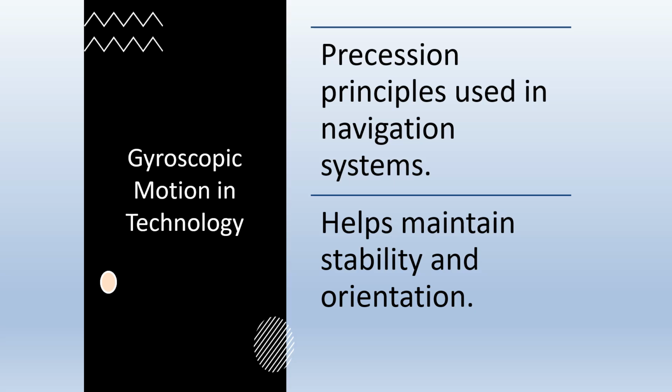Gyroscopic motion, specifically precession, plays a crucial role in modern technology. Precession principles are widely applied in navigation systems, such as those in airplanes, ships, and even smartphones. These systems rely on gyroscopic motion to maintain stability and orientation, ensuring accurate directional guidance and balance. This technology is fundamental in devices ranging from GPS systems to drones and spacecraft.